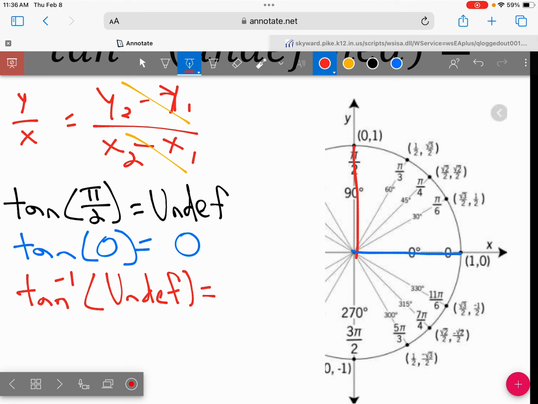And what would we say? Any ideas? Pi over 2, yes. 100%. Good job, Chris. Pi over 2.